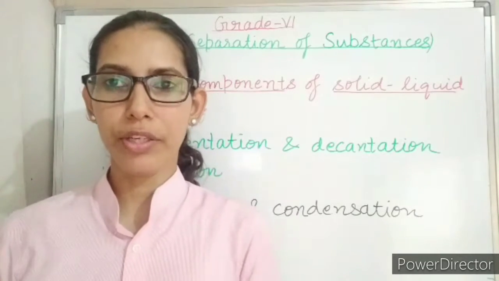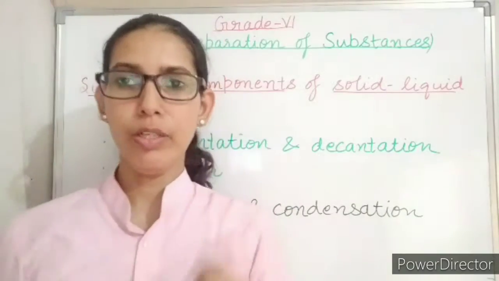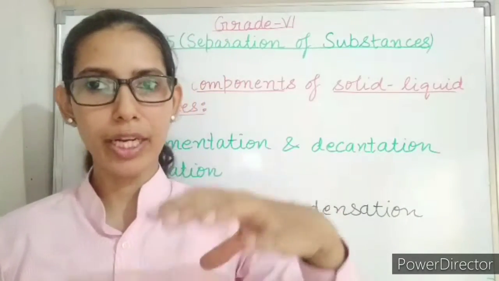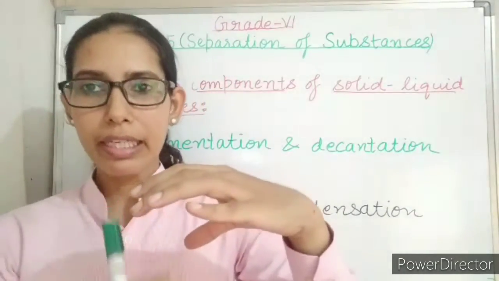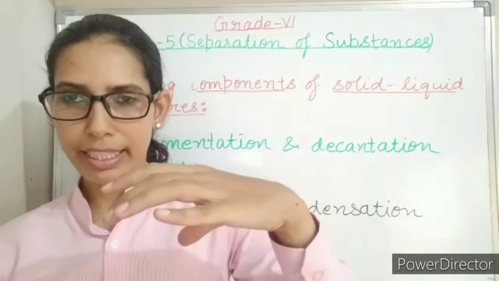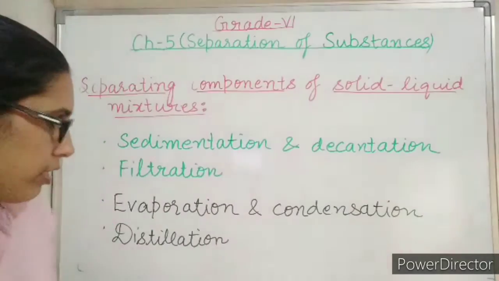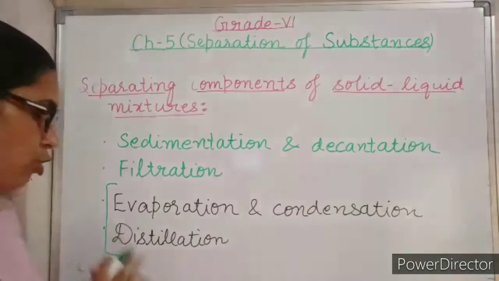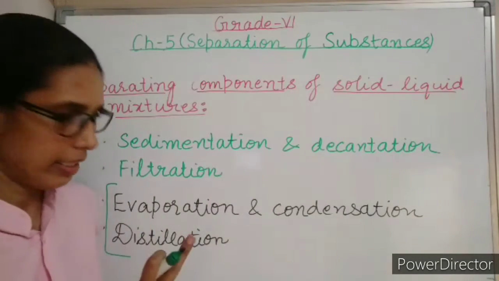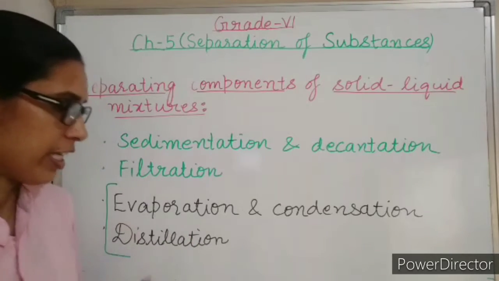So when this muddy water is passed through the filter paper, what will happen? The mud will remain on top of the filter and clear water will be collected at the bottom in a beaker. Okay. Now the two methods, evaporation and condensation, and the next is distillation.